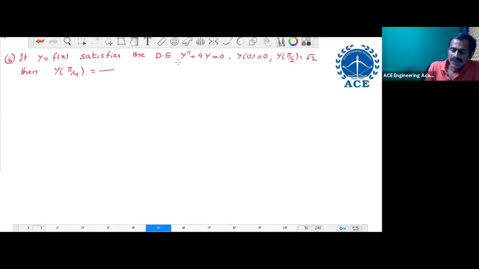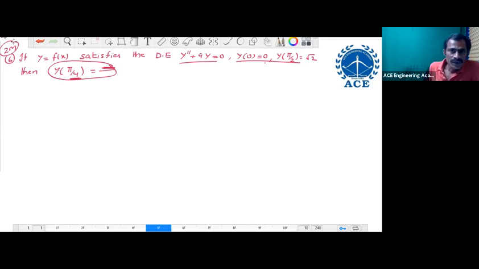When only a differential equation is given, we just find the general solution. Along with the conditions given, we can find the particular solution. But in this problem, we are not asked to find the particular solution. We are asked to find the particular value only. Using the differential equation, we find the general solution. Using conditions, we find the particular solution. After getting the particular solution, we find the particular value of y at x equal to pi by 4. It is a 2 marks GATE question.